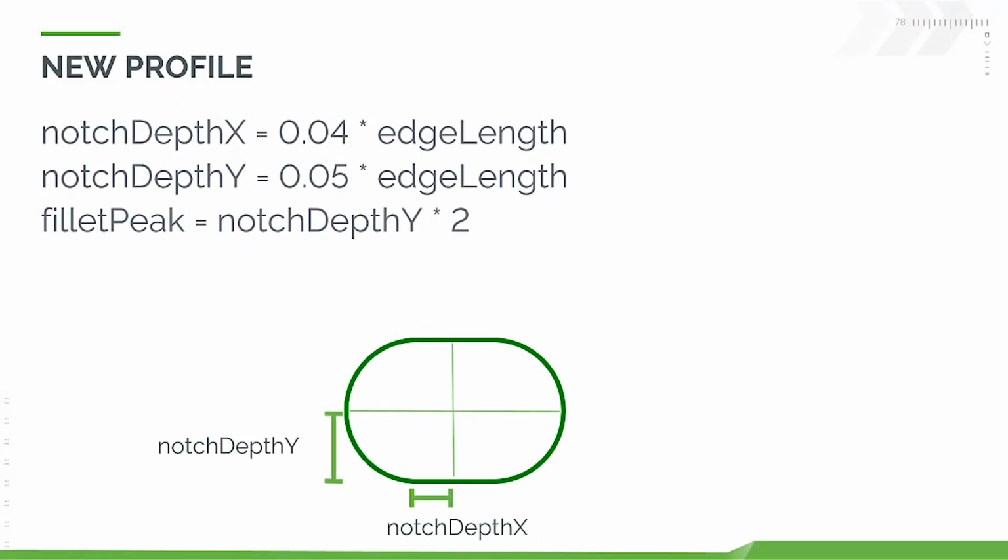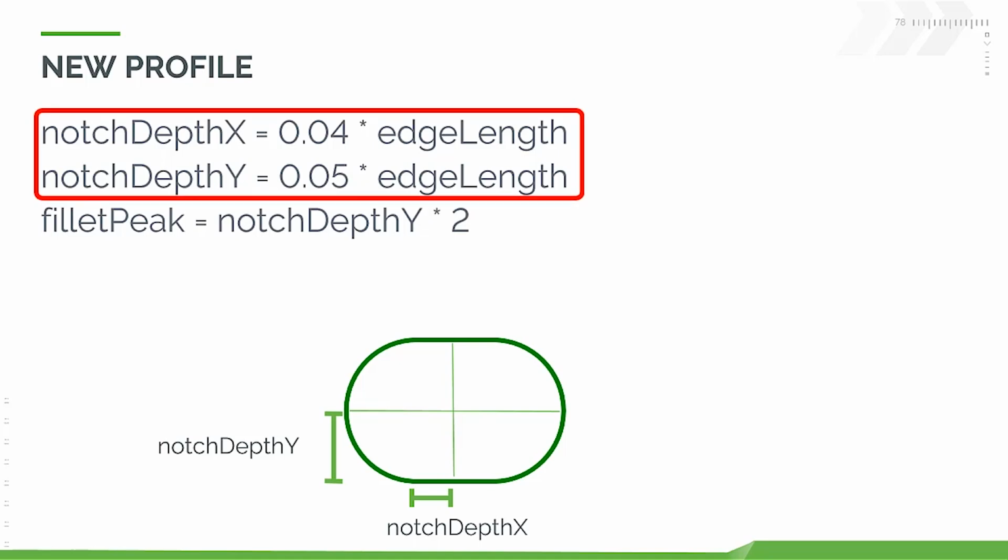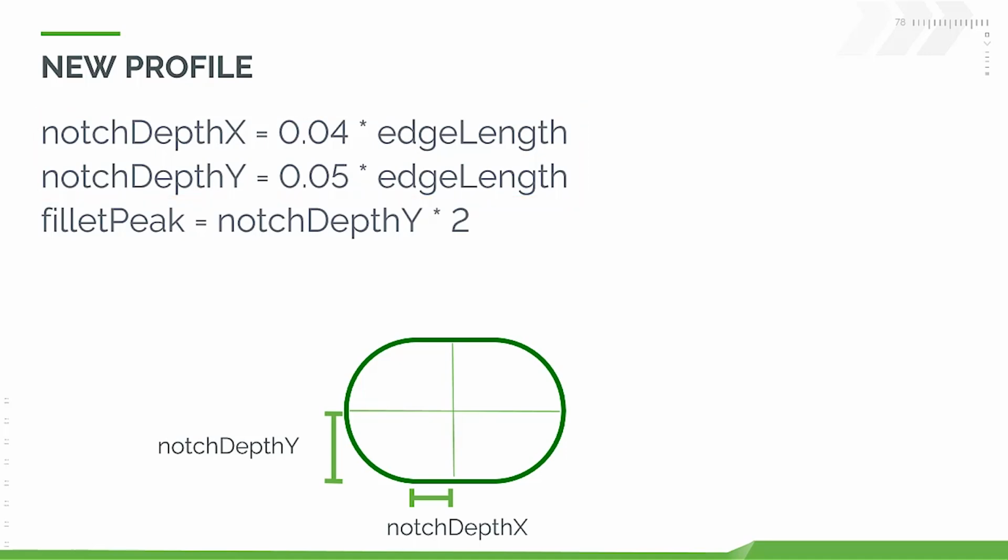Only a quarter of the profile is ever in contact with the solid, but making the profile symmetric prevents you from having to add logic to flip the positive X and Y directions. The notch depth is a function of the length of the edge chosen. The arcs are defined by endpoints and a peak. The peak of the arc is 2 times the notch depth in the Y direction.